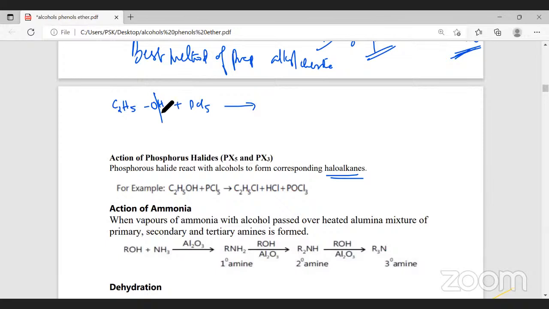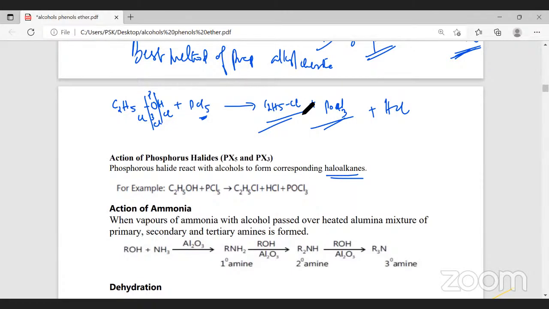the bond between oxygen and hydrogen breaks, and the bond between carbon and oxygen breaks. One chlorine reacts with hydrogen to form HCl. The second chlorine reacts with carbon to form C2H5Cl, that is ethyl chloride. Three more chlorine atoms are there. Those three chlorine atoms react with oxygen along with phosphorus to form phosphorus oxychloride, POCl3, also called phosphoryl chloride. This is the alkyl halide. Similarly, this reaction can happen with phosphorus tribromide, or it can also happen with phosphorus triiodide.